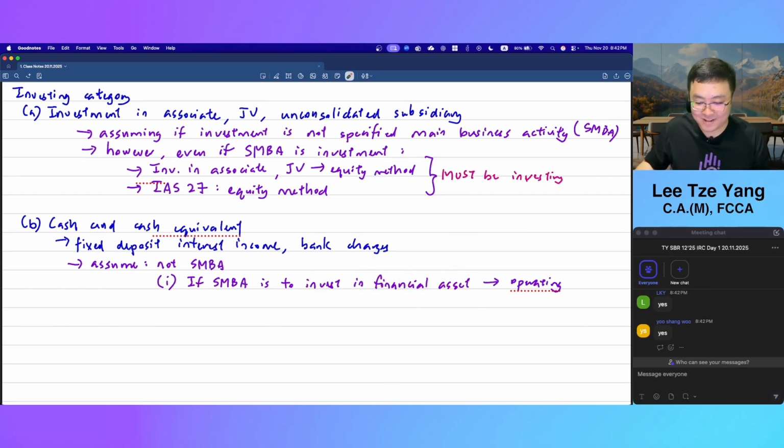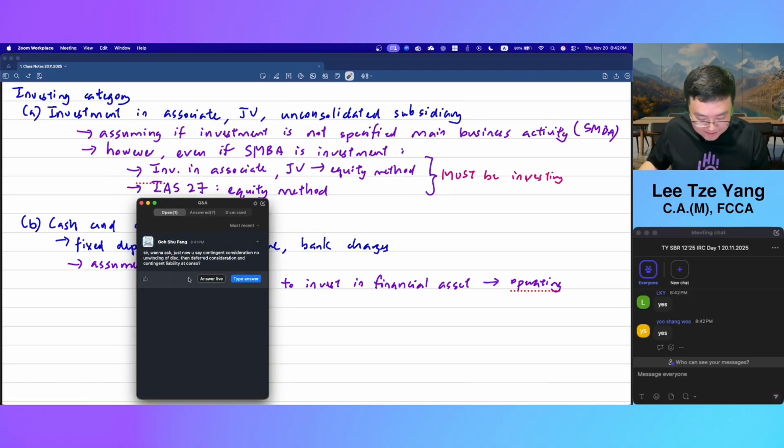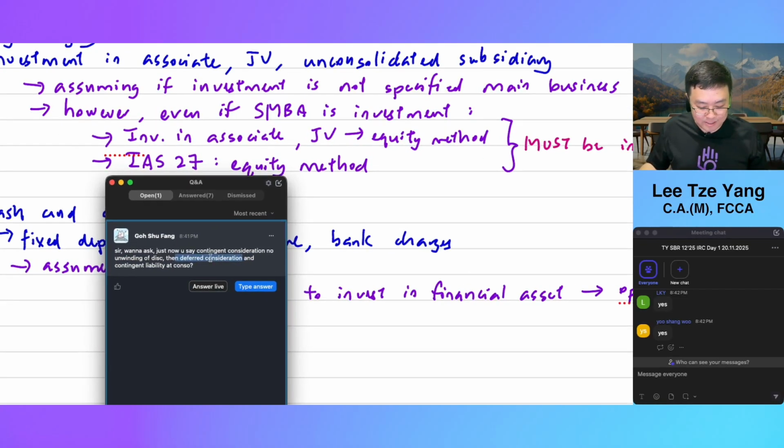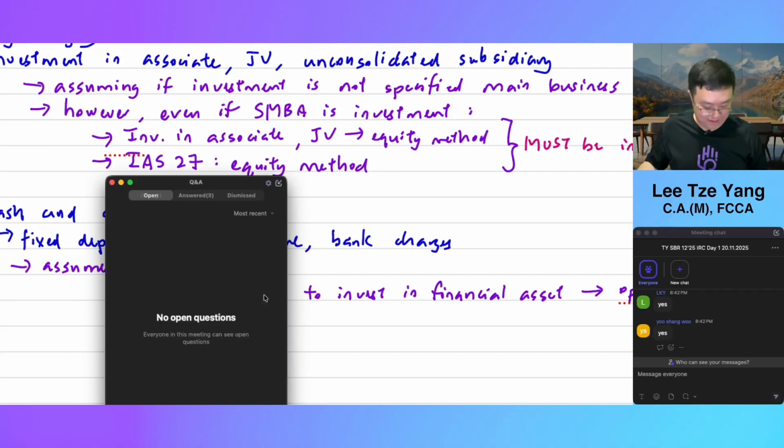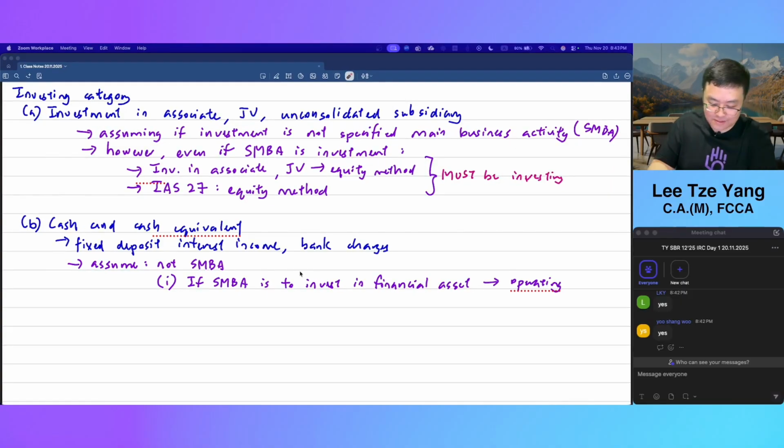Okay, there's a question. Let me see. Just now you said contingent consideration has no unwinding, deferred consideration. Deferred consideration, that one has unwinding. Deferred consideration unwinding is financing. Contingent liability, there's no unwinding also. Contingent liability is also measured at fair value, and contingent liability is very likely operating, depending on the nature. But deferred consideration, there is an unwinding, and that unwinding must be financing. Okay, so this is the first SMBA.